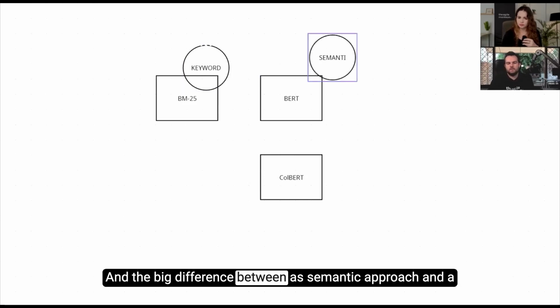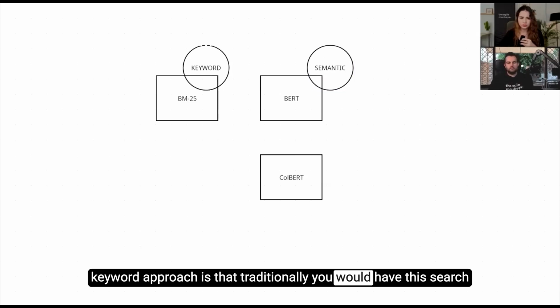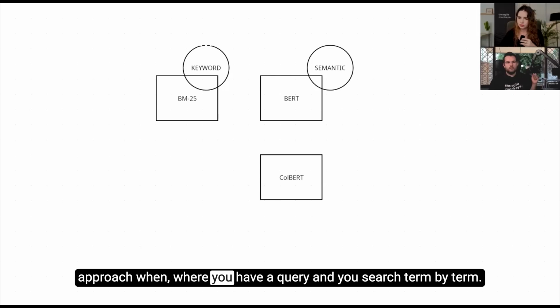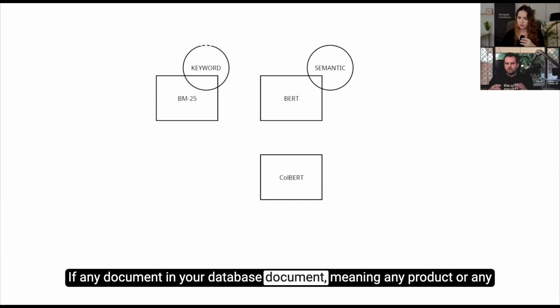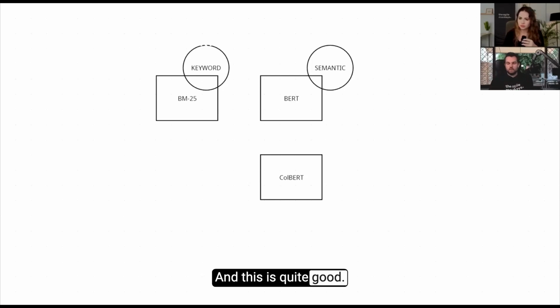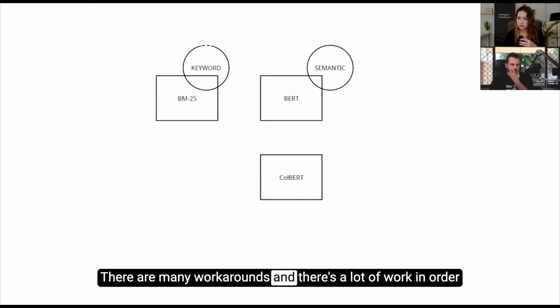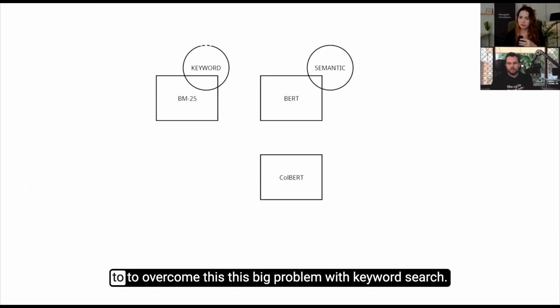And the big difference between a semantic approach and a keyword approach is that traditionally you would have this search approach where you have a query and you search term by term if any document in your database, document meaning any product or any information that you have in your database, has the exact same term. And this is quite good. It's quite fast and has worked for many years, but there's a big limitation with them, which is that you have to have the exact same term. There are many workarounds and there's a lot of work in order to overcome this big problem with keyword search.